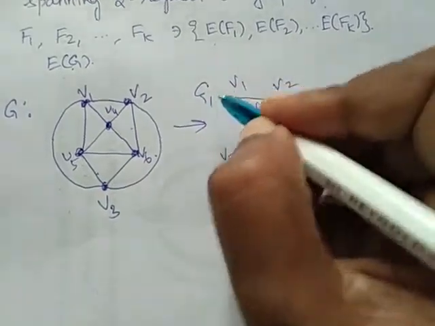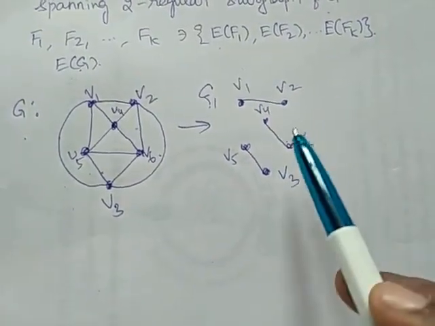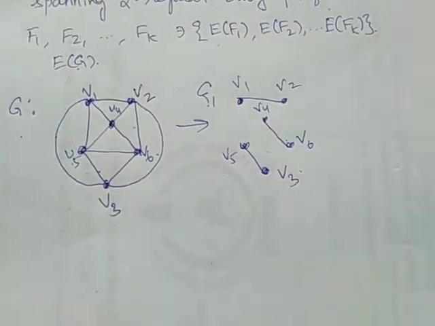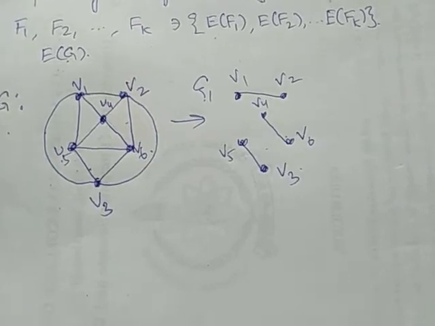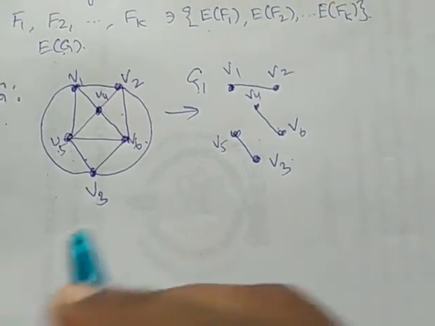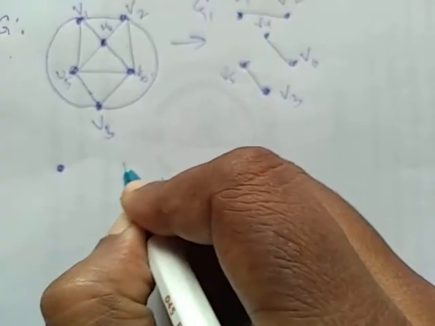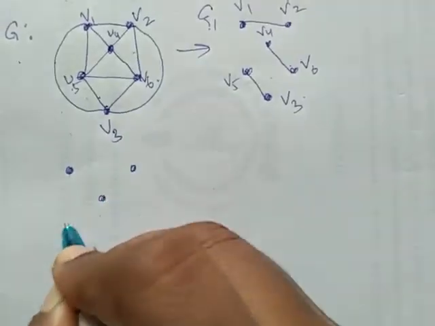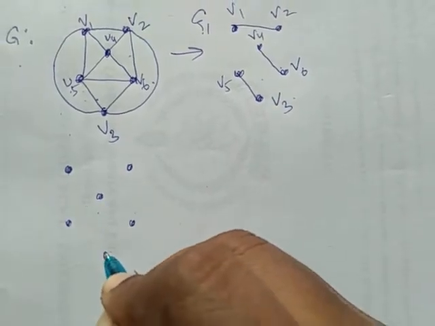I'll write this as G1. G1 is a subgraph of G. This is a one factor of G. Similarly, now we are going to consider a two factor of G. In a two factor, it should be a spanning subgraph. So all the vertices should be present here also, and each vertex should have degree 2.